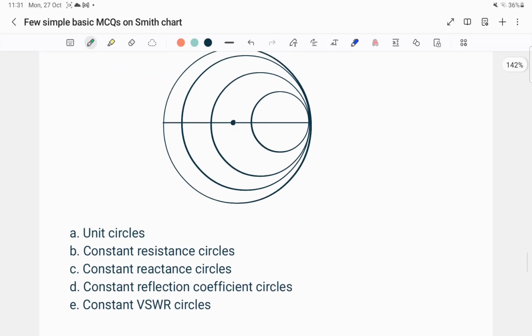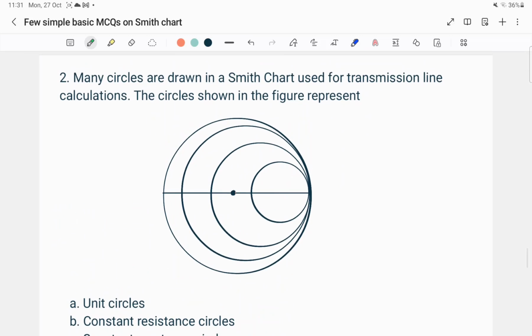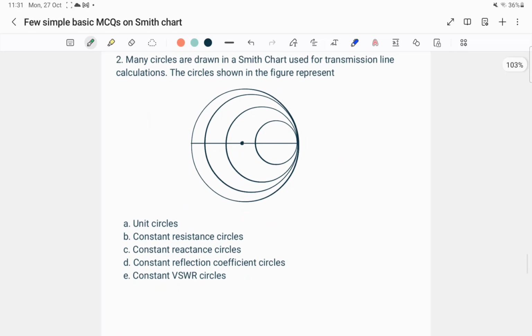So the next question says, many circles are drawn in a Smith chart used for transmission line calculations. The circles shown in the figure represent: the first option is unit circles, second is constant resistance circles, C is constant reactance circles, D is constant reflection coefficient circles, and last is constant VSWR circle. So are these all unity circles?